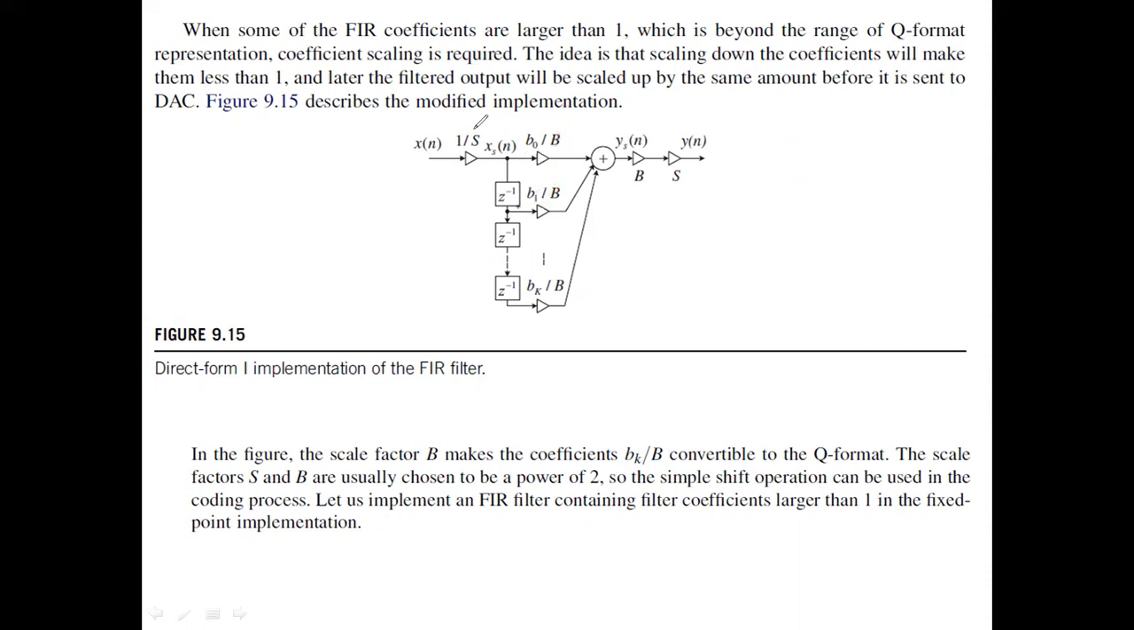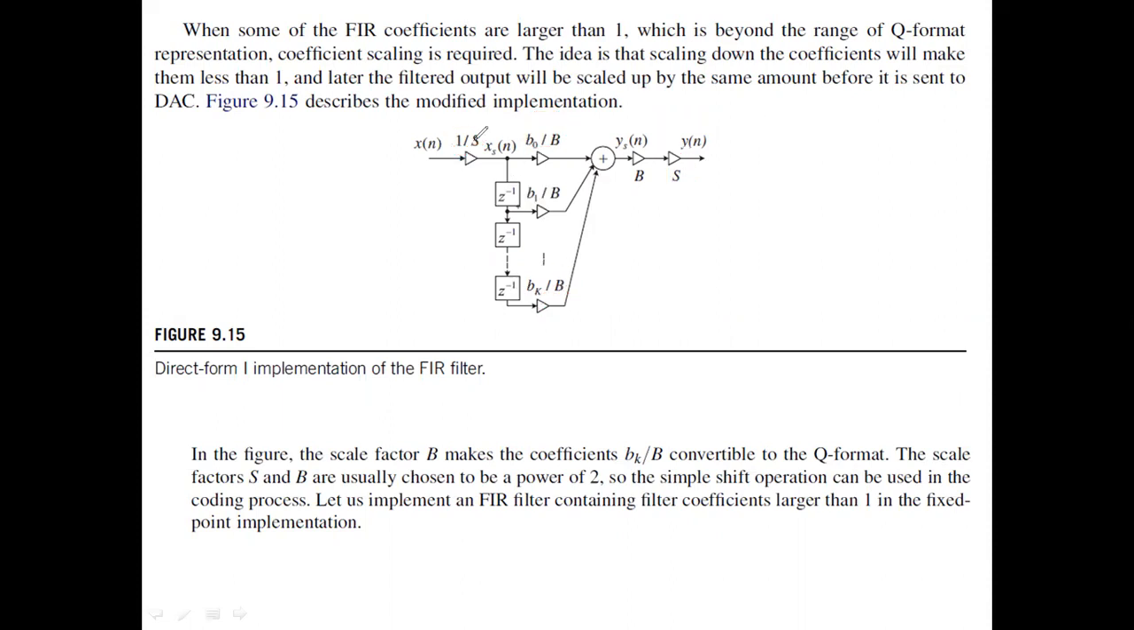The next important thing is that s and b cannot be different values. It's a constant. Here also, you cannot have different scaling factors for different coefficients. It should be constant. The trick is, in the beginning you scale it by a factor 1 by s, that means you divide, and then before getting the output, you once again multiply. The same is the case with the coefficients of our FIR filter.